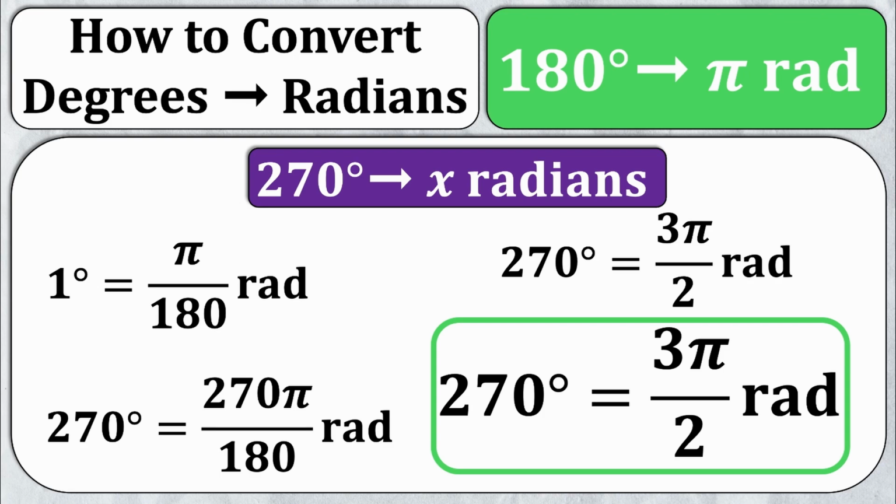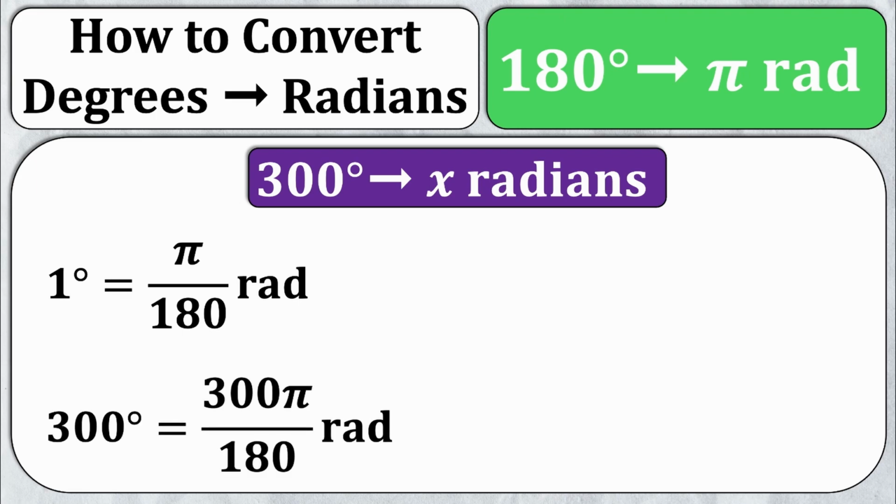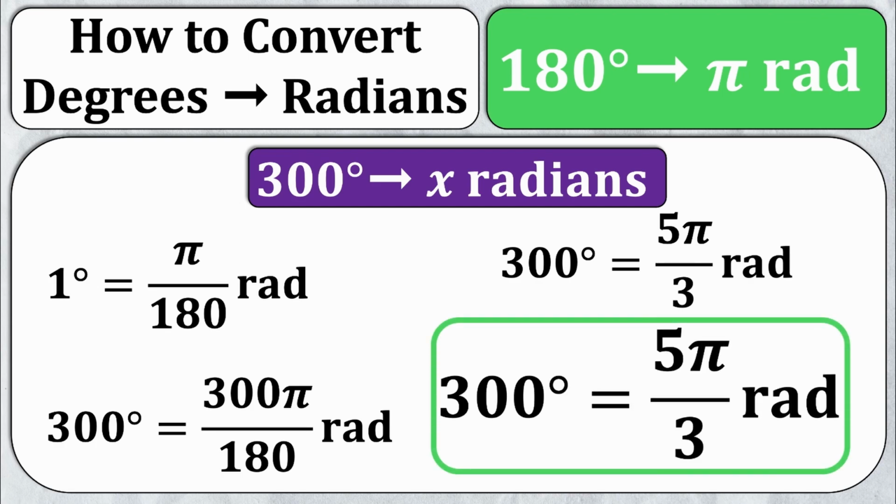Let's do another example to drive it home. What about 300 degrees? How many radians is that? Well, similar to all of my other examples, 1 degree is just pi over 180 radians. But 300 degrees is 300 pi over 180 radians. Now, if I divide the top and the bottom by 60, then that's going to simplify my fraction to 5 pi over 3 radians, and I can't simplify any further, so that's my final answer.